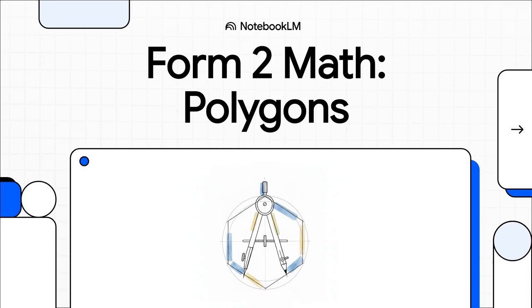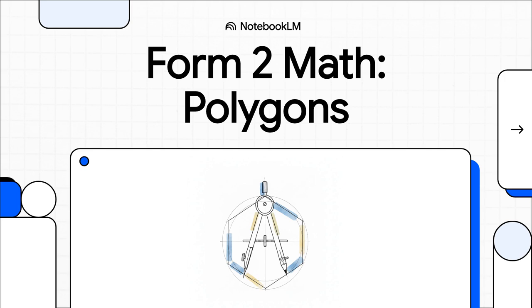All right, let's jump right into this complete explainer on polygons. If you're studying Form 2 mathematics, consider this your ultimate Chapter 4 revision masterclass. We're going to treat this topic kind of like an architect's blueprint, giving you the exact tools you need to master these shapes, internalize their rules, and honestly, just completely crush your exams.